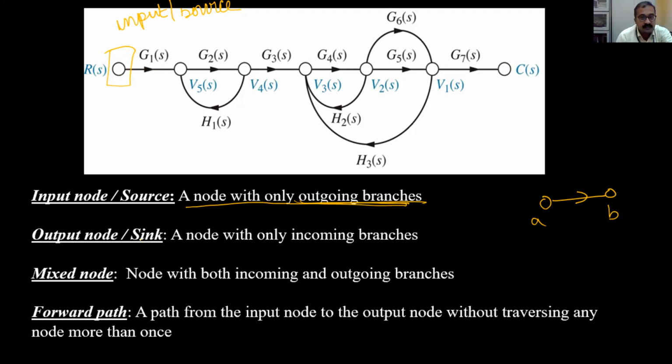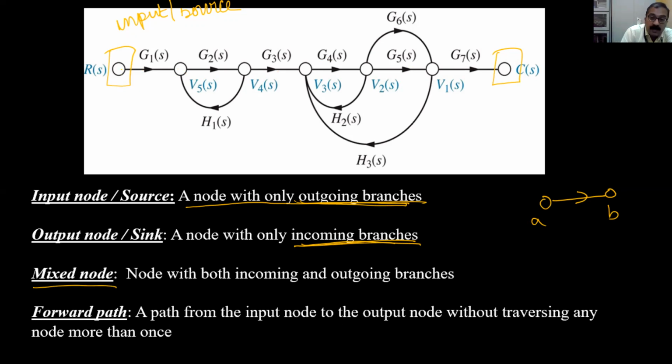Output node or sink has only incoming branches. That means this node is an output node or a sink node. All other nodes you can see have both incoming and outgoing branches. Such nodes are called mixed nodes, and mixed nodes are those which have both incoming and outgoing branches.